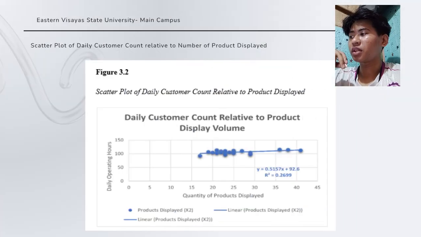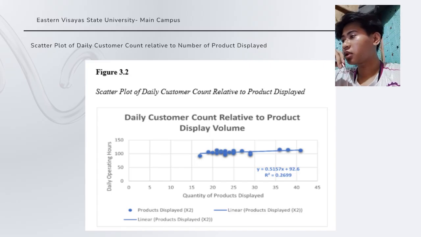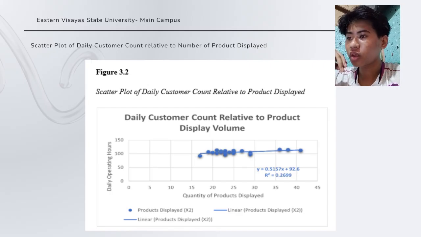So the next scatter plot presents the relationship between the product display and the customer demand. So the coefficient value of 0.3272 suggests that every additional display increases the expected customer count by approximately 0.33 customers. And then compared to operating hours, the data points here are relatively more aligned with the trend line, suggesting a more stable relationship.